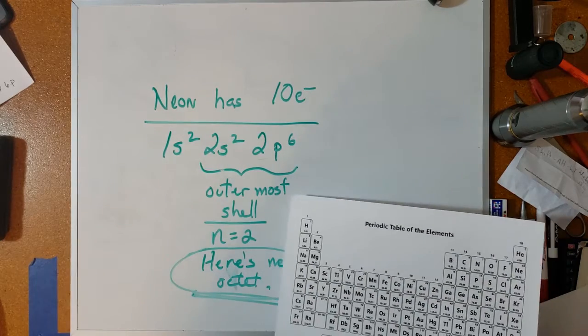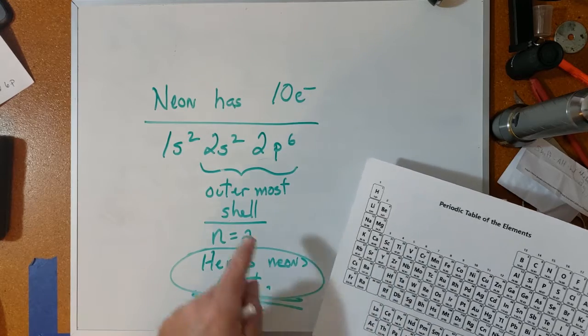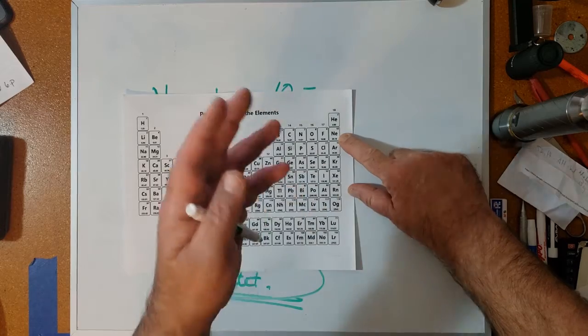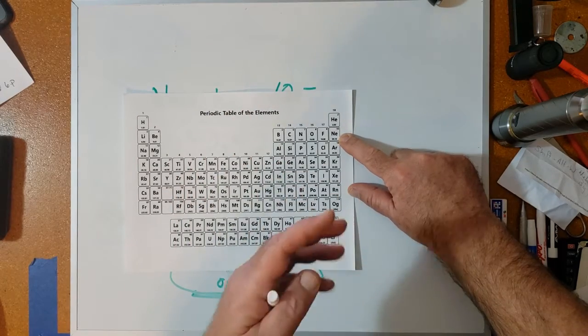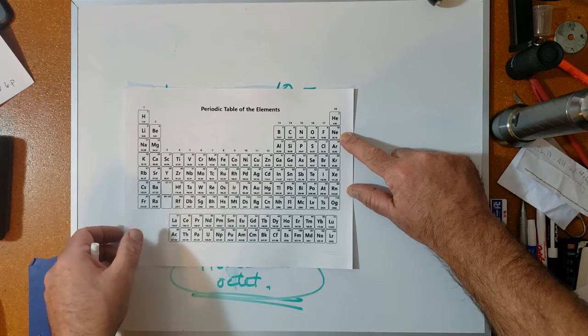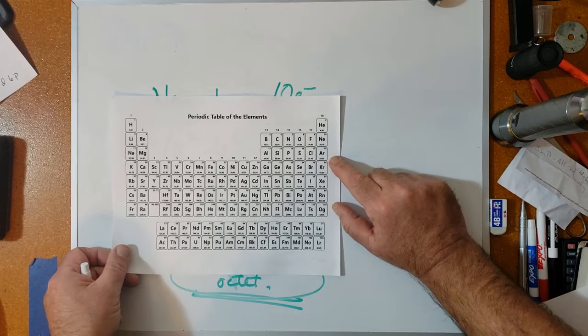Neon satisfies the octet rule. It doesn't need to gain, lose, or share any electrons to get an octet. And again, as I said, neon's a noble gas. One of the characteristics of noble gases is they don't react chemically with other things. And this is the reason why. Let's go ahead and do another.